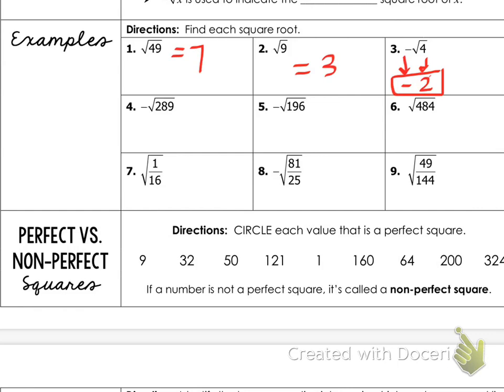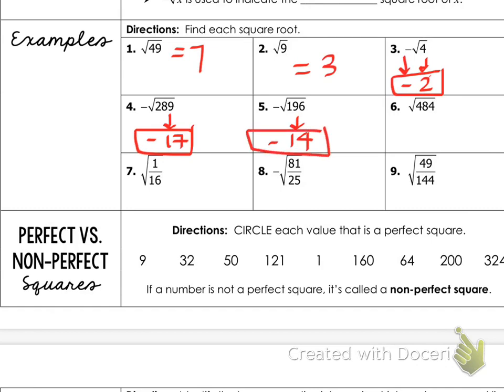All right. So now we need to find the opposite of the square root of 289. 17 times 17 is 289. And this says the opposite of that square root. So that gives us negative 17. Moving on now to the opposite of the square root of 196, or negative square root of 196. What number times itself gives us 196? It's 14. And the opposite of 14 is negative 14.